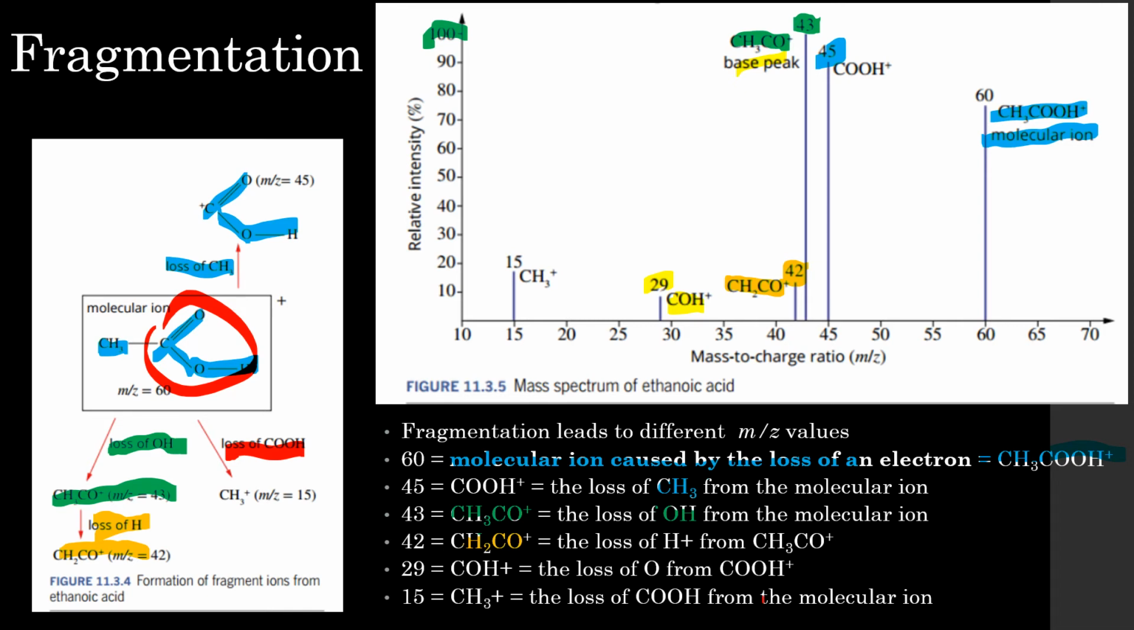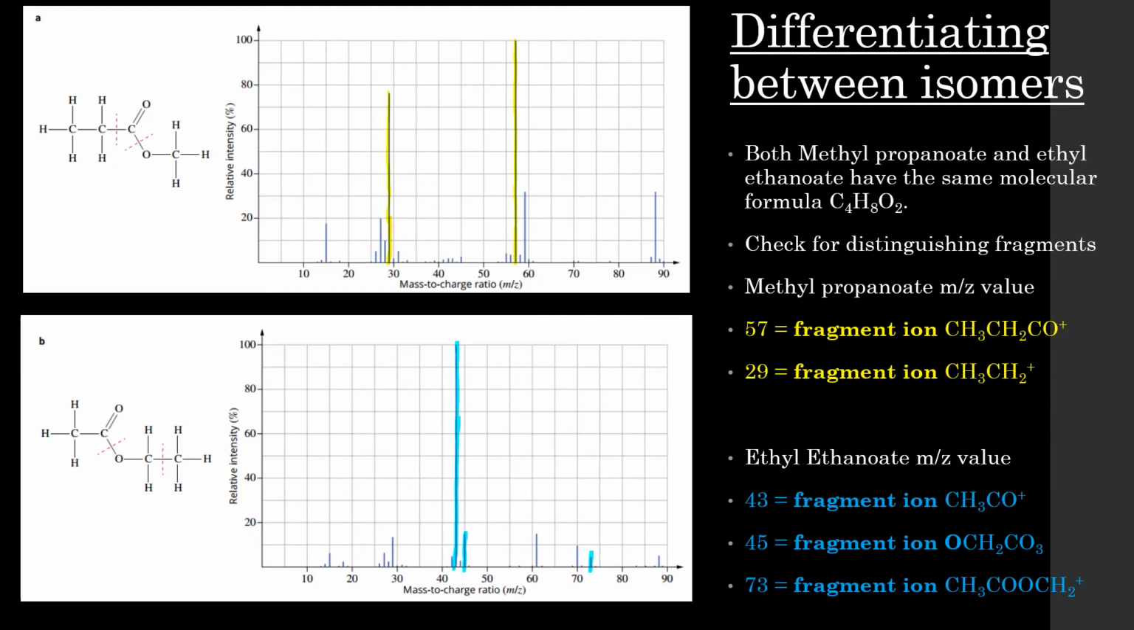So that's the fragments that have formed in the mass spectra. Now, sometimes we have two different isomers. They've got the same molecular formula. So let's have a look here. We've got methyl propanoate and ethyl ethanoate. They have the same molecular formula of C4H8O2. So right up here, they should be pretty well the same.